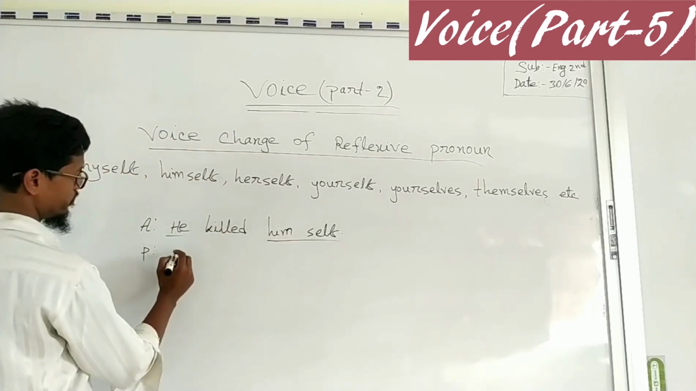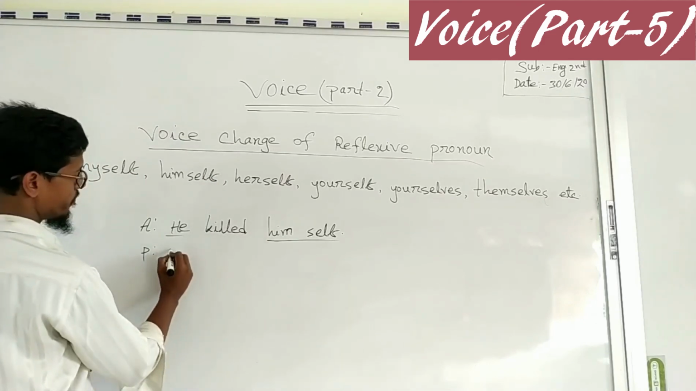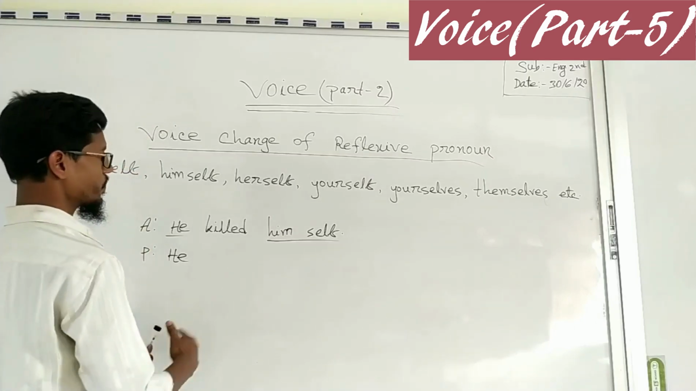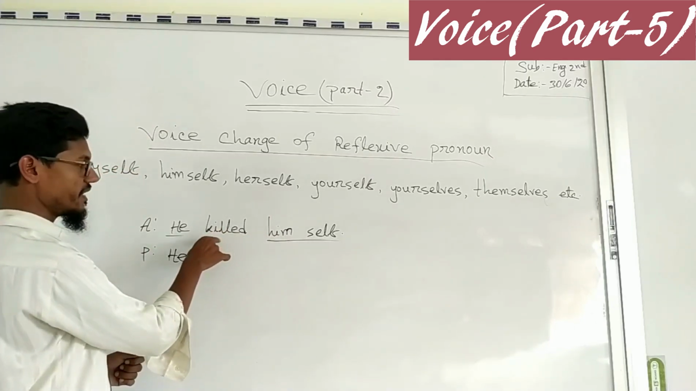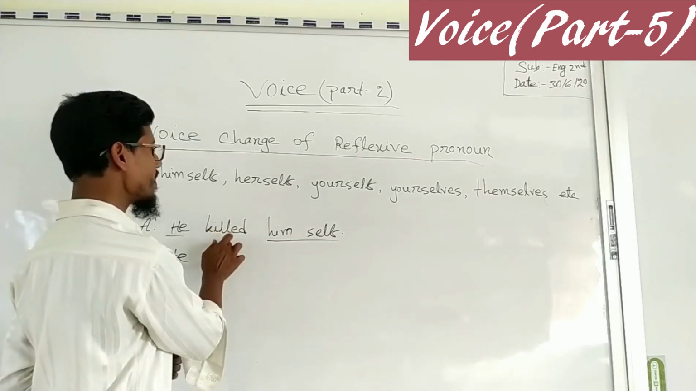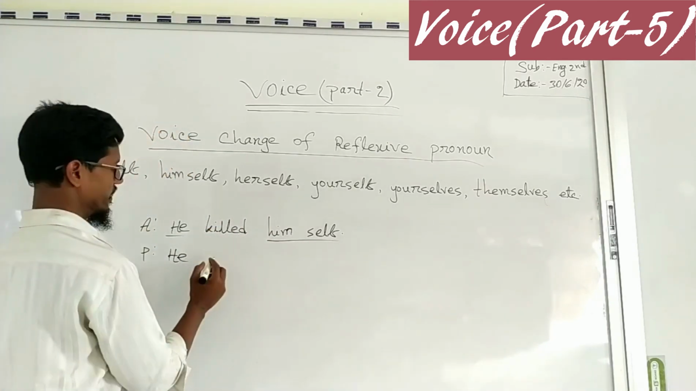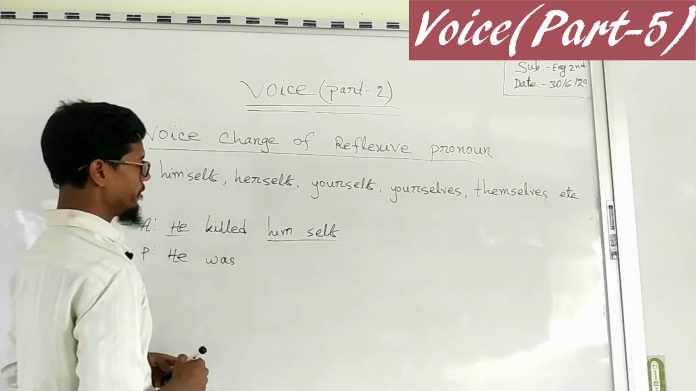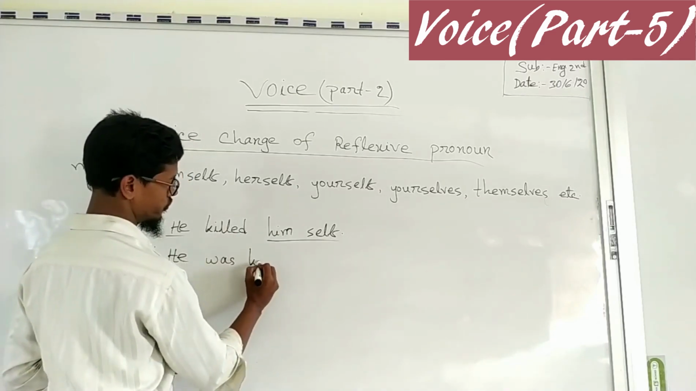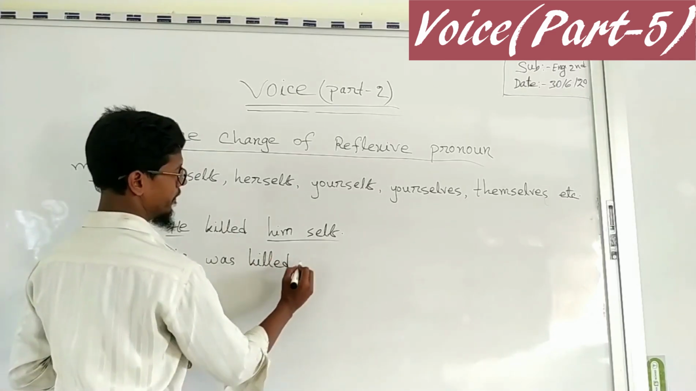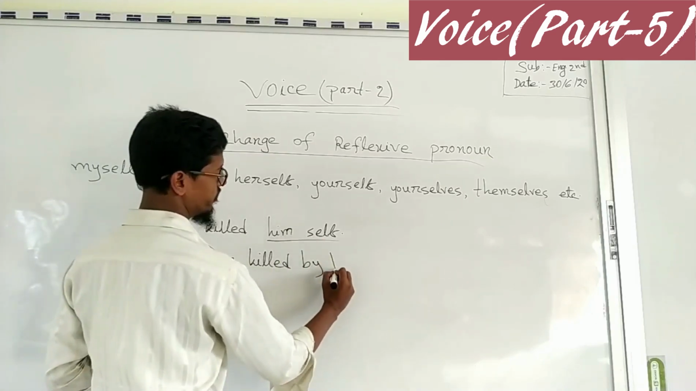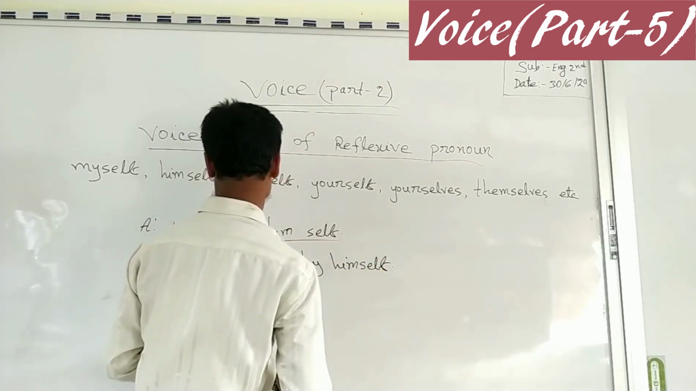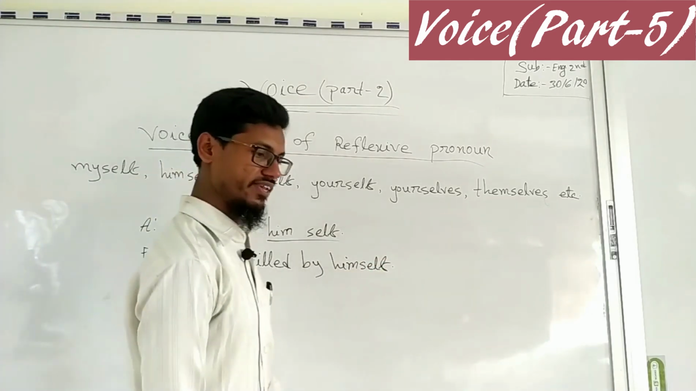Now look at the fact. The subject he will remain unchanged in the passive voice, no change. Past indefinite tense: kill, killed, killed. It is the past form of kill. That's why I have to take the auxiliary verb was. PP of the main verb: killed. By, and the object himself will remain unchanged. That means it is more easy. I hope that's clear now.